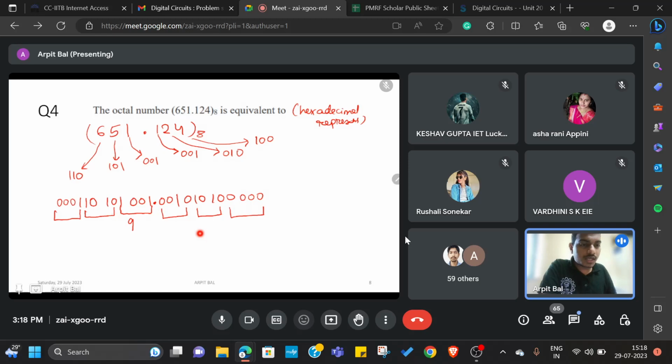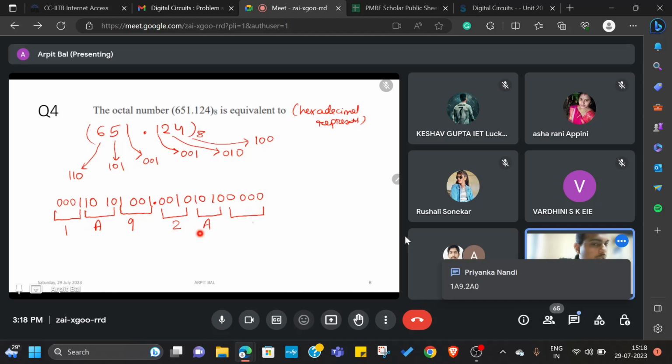1010 corresponds to 10. The hexadecimal value of 1010 is A. Then we have 0001, so 0001 is 1, right? Then we take care of the post decimal part. So 0010 is 2, 1010 is 10, so 10 is again A. Then we have all zeros, so all zeros we can ignore.